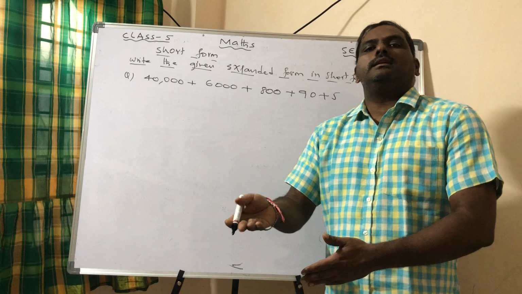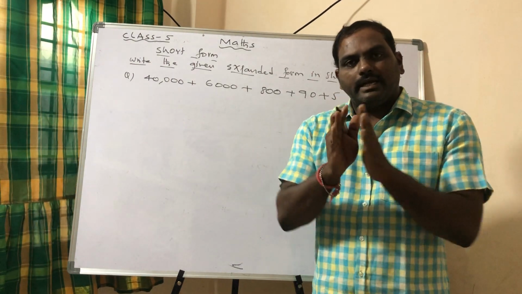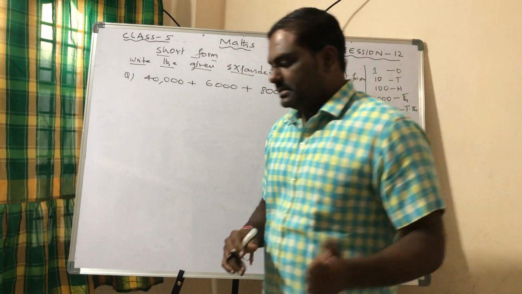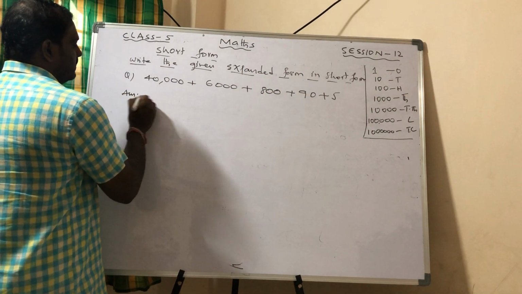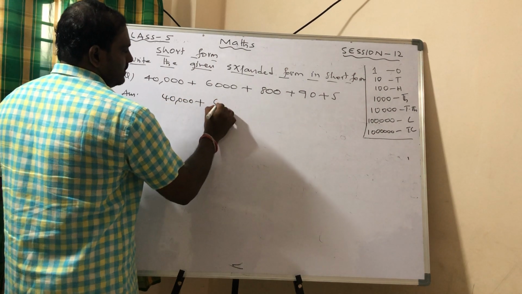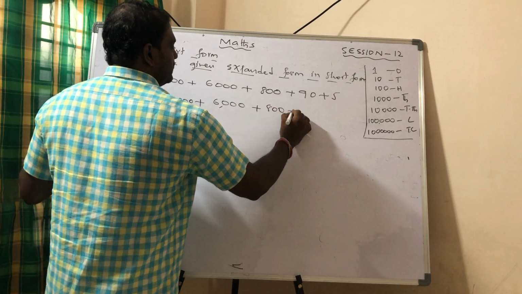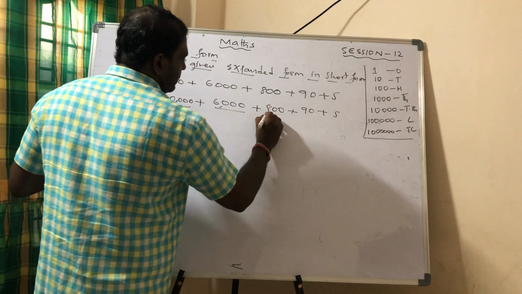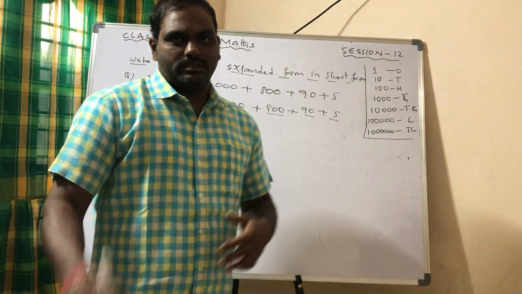How to write is, we have to write in the reverse way. In the previous method, a number was taken and we expanded it. In this case, the expanded form is given and we have to write the number. So how will I write? Look at this answer. Once the question is given, again copy it: 40,000 plus 6,000 plus 800 plus 90 plus 5. So how many numbers are there? 5 numbers. Underline it. That means you have to write 5 boxes.